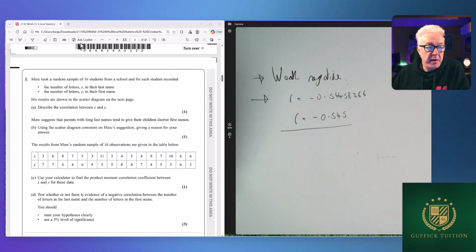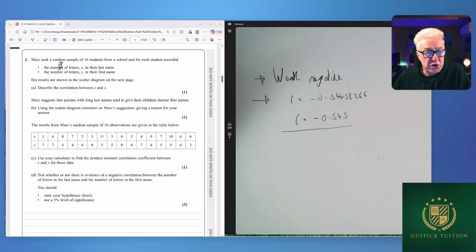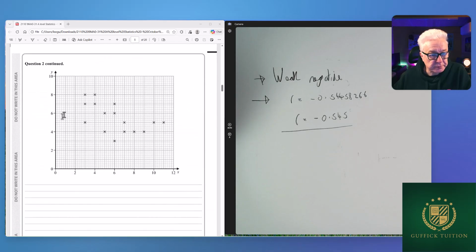Hello everyone, we've got a correlation question here and some hypothesis testing with PMCC. Now it says Mark took a random sample of 16 students from a school. For each student he recorded the number of letters X in their last name and the number of letters Y in their first name. His results are shown in the scatter diagram on the next page. Okay, let's have a look.